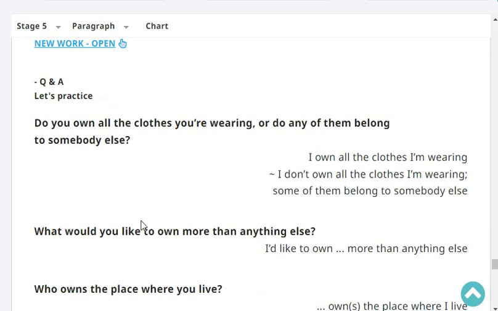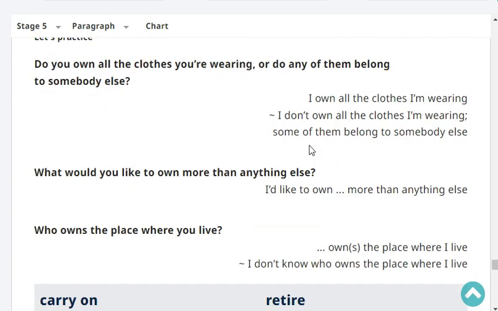Do you own all the clothes you're wearing or do any of them belong to somebody else? I own all the clothes I'm wearing. What would you like to own more than anything else? I'd like to own good health more than anything else.